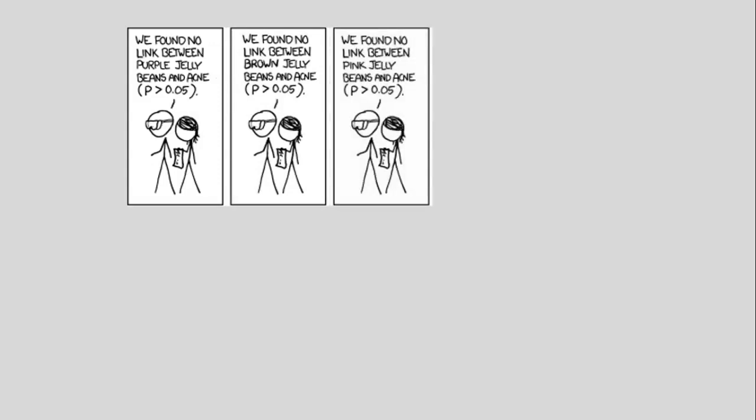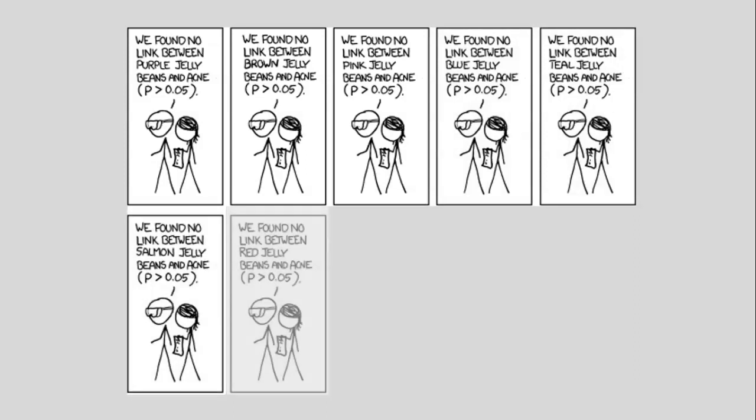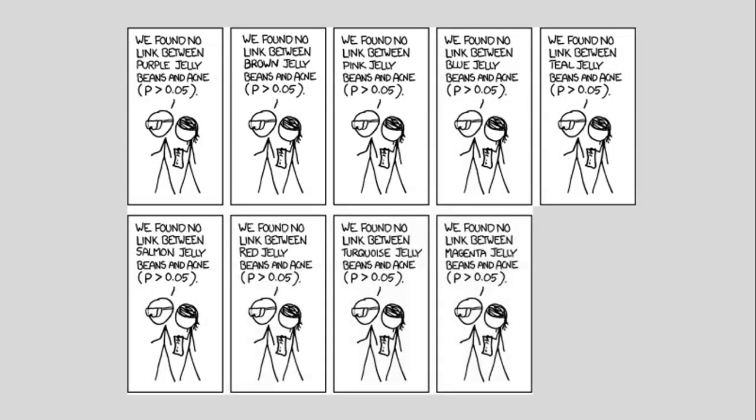"We found no link between purple jelly beans and acne, P greater than 0.05." Then they turn their attention to another color. "We found no link between brown jelly beans and acne, P greater than 0.05." And after that, another test. "We found no link between pink jelly beans and acne." The same happens with blue, teal, salmon, red, turquoise, magenta, and yellow.